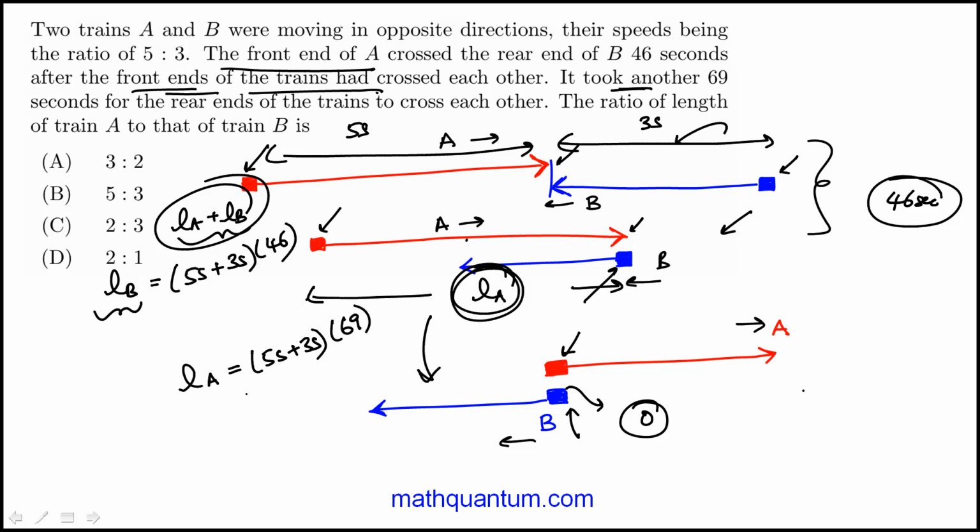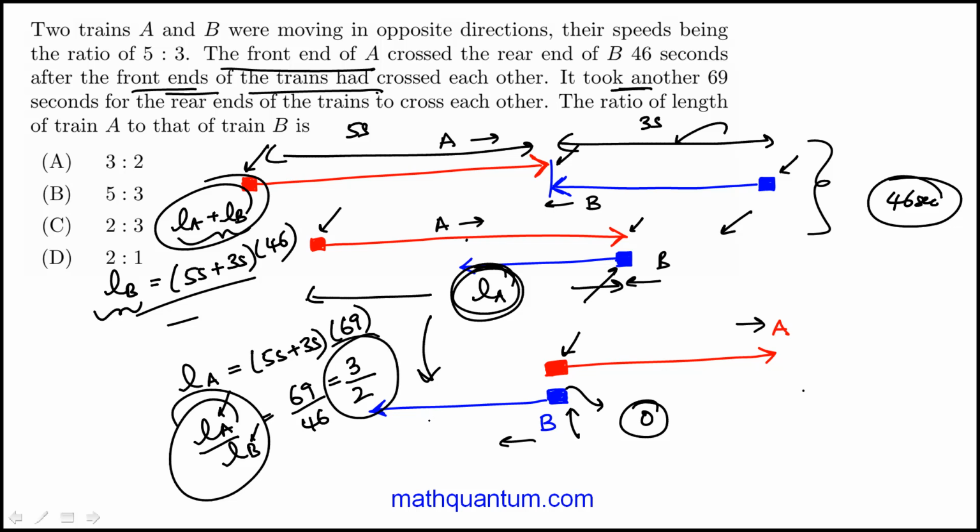and the time taken is 69. So if we take the ratio of these two equations, you'll see that the speeds drop out, and we end up with the length ratio being equal to the time ratio. Then you'll see both of these are divisible by 23. So 3 over 2, and this is the ratio we need, which is 3 to 2, and that's answer choice A.